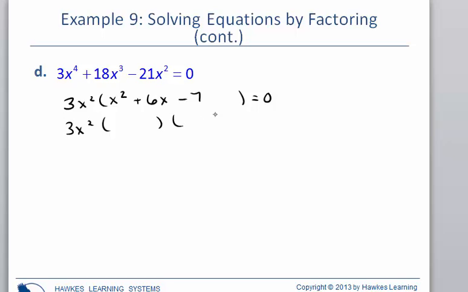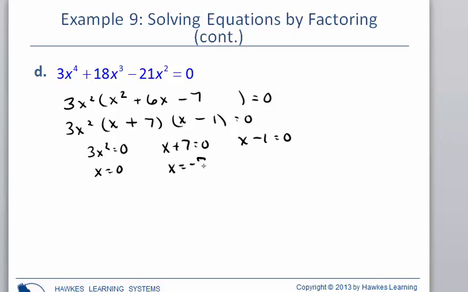So let's check and see if what's in parentheses is going to factor. It would have to be x times x. It would have to be 7 times 1. We want a positive 6x, so our larger term would be plus and our smaller one would be minus. We'll set each of these equal to 0. So 3x squared is equal to 0, x plus 7 is equal to 0, and x minus 1 is equal to 0, and we'll solve. And so we'll have a solution of 0, negative 7, and positive 1.